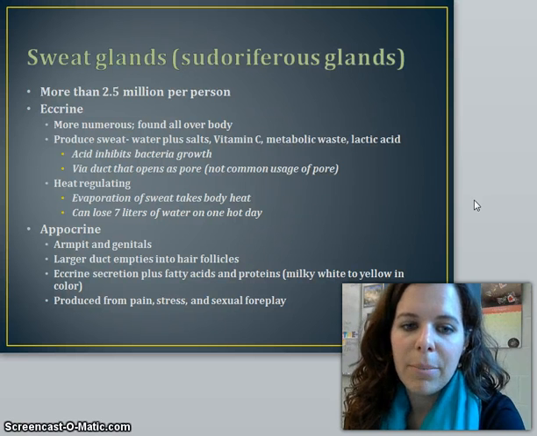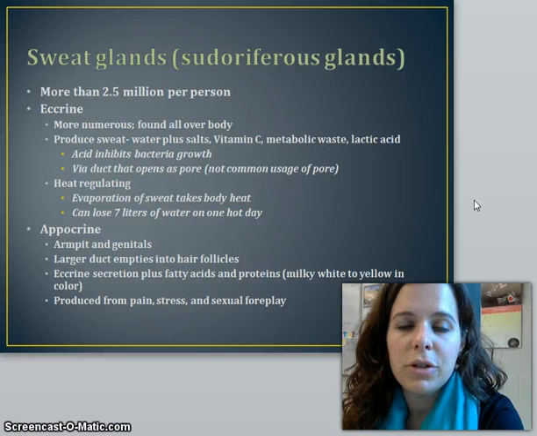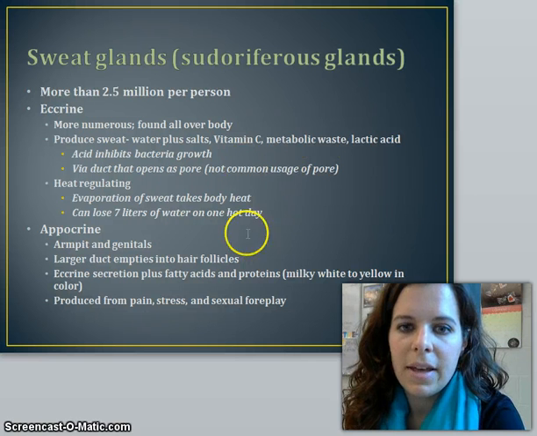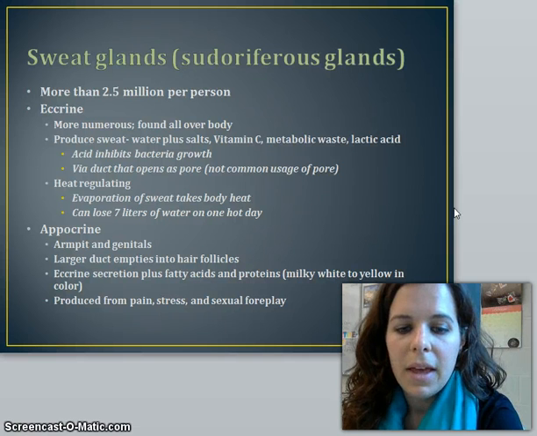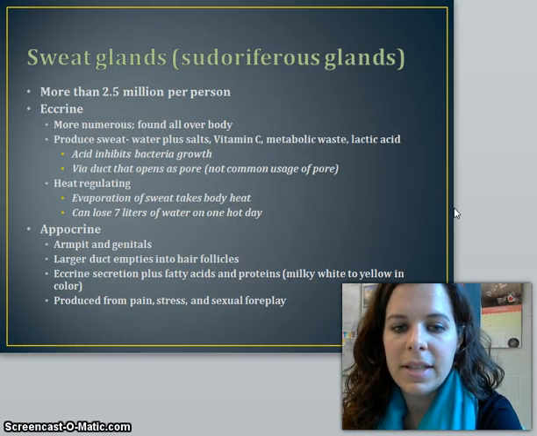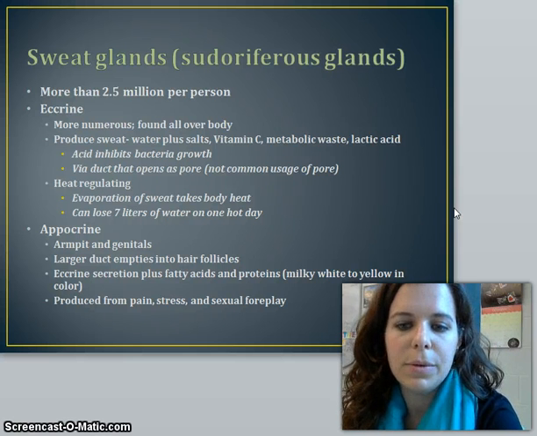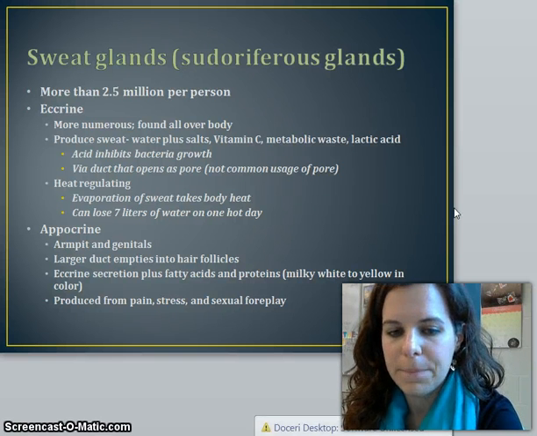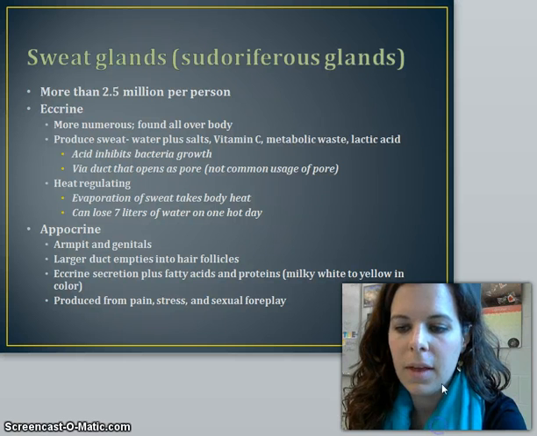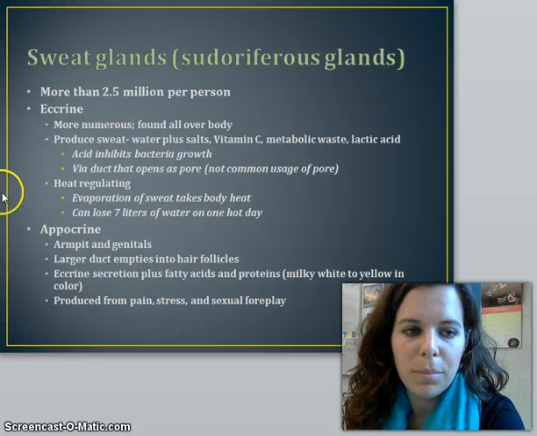The second kind is apocrine glands, which are found in your armpit and your genitals. They have a much larger duct that empties into the hair follicles, whereas eccrine go into a pore on the skin, not necessarily associated with your hair follicle. It's the same as the secretion from the eccrine gland, except it also has fatty acids and proteins, and it's more of a white yellow color rather than clear as regular sweat is. And it is produced from pain, stress, and sexual foreplay.